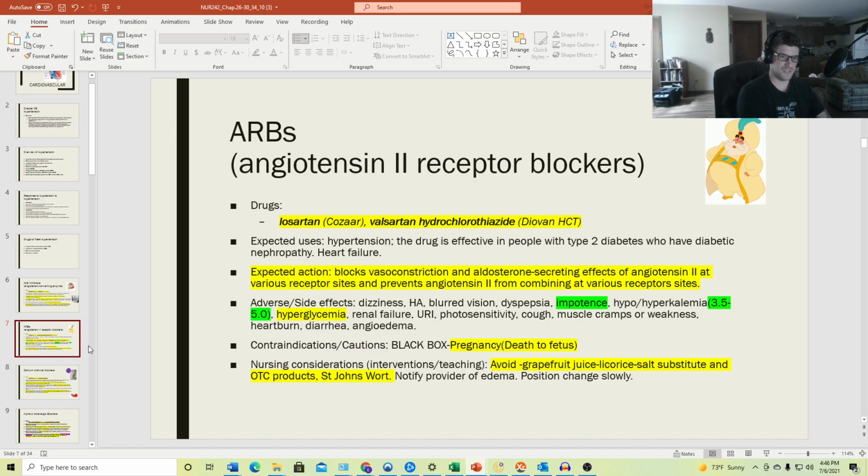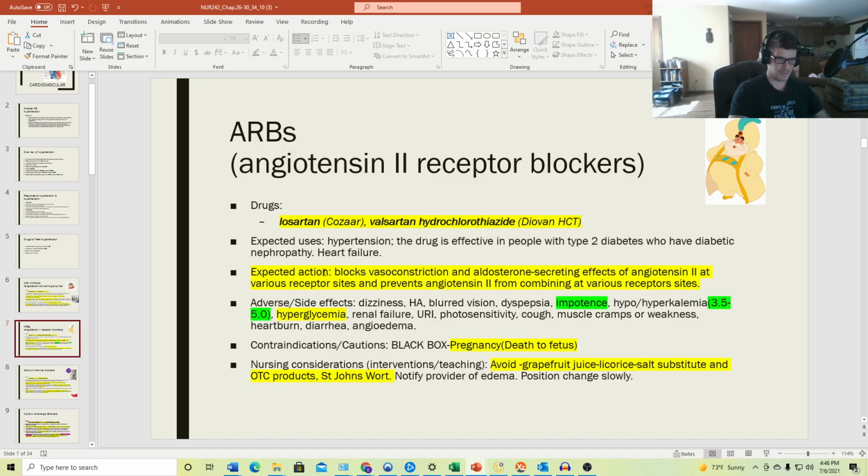And then nursing considerations: avoid grapefruit juice, licorice, salt substitutes, and over-the-counter, I think, cold products. Again, St. John's wort. Notify provider of edema and position changes slowly. So probably orthostatic hypotension. So here we go, back into losartan and valsartan.